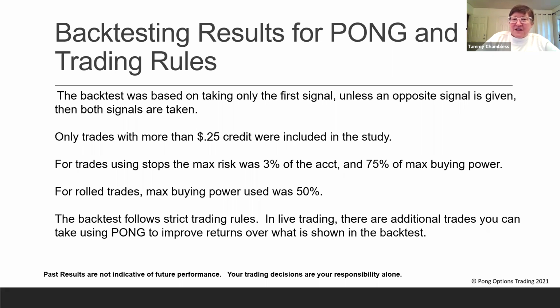And then I use 75% of the max buying power. If you're trading with a stop, I couldn't find any reason to not bump up the buying power usage for that trade. If you're trading roll trades, there is a good reason for not increasing your buying power, because you can run out of buying power very quickly in a roll trade. So for roll trades, the maximum buying power used was 50%. But with stops, we increased that to 75%.